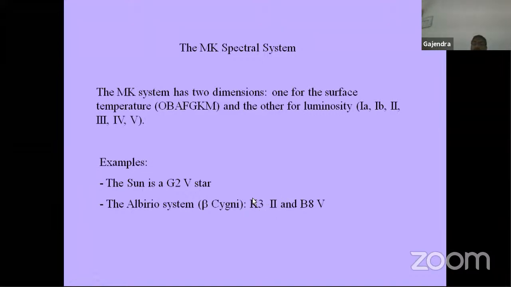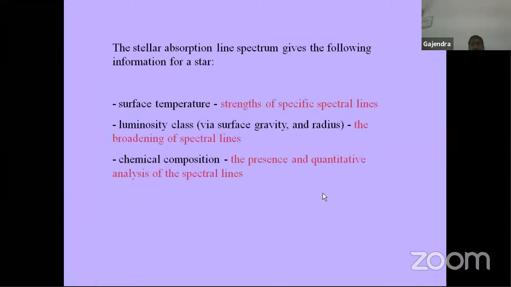And for a cool star also, you can find its temperature and its luminosity from the luminosity class. So B8V would be a hot star with main sequence luminosity. This is how spectral classification goes. The spectra give you surface temperature, from the strength of specific spectral lines, and luminosity class via surface gravity and radius, by comparing the width of the lines of similar temperature stars. This involves the broadening of spectral lines, and the strengths of these lines would give you the chemical composition. The presence of these lines and quantitative analysis of these spectral lines would yield the chemical composition. If I had a couple more lectures, I would tell you more about this, but in the interest of time, I have to stop here. Thank you.